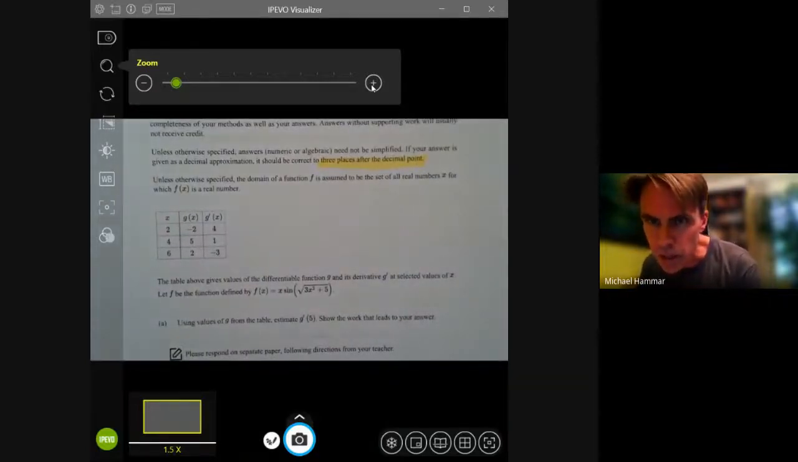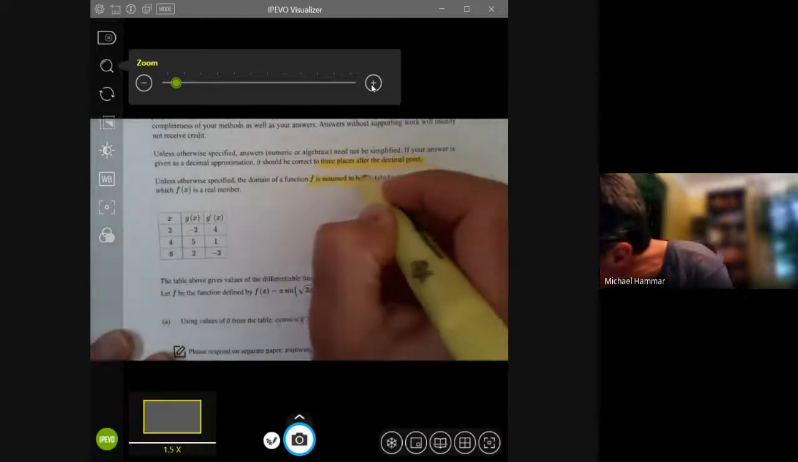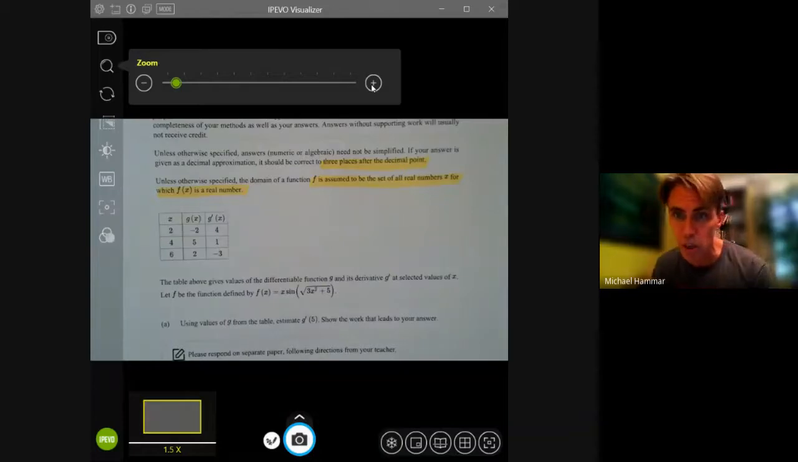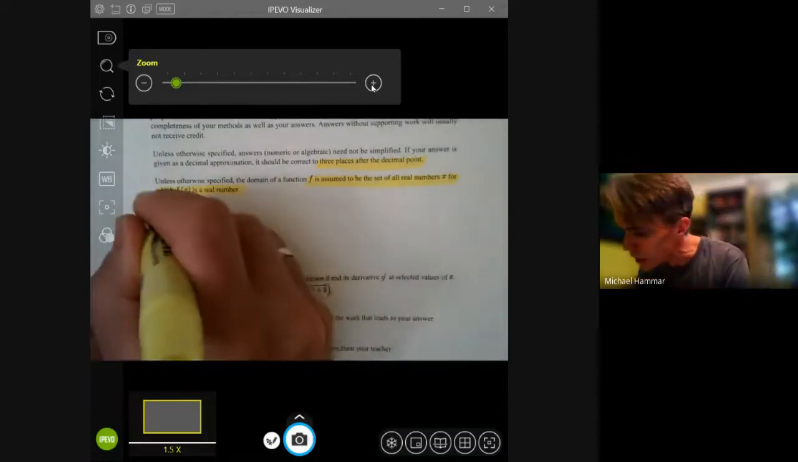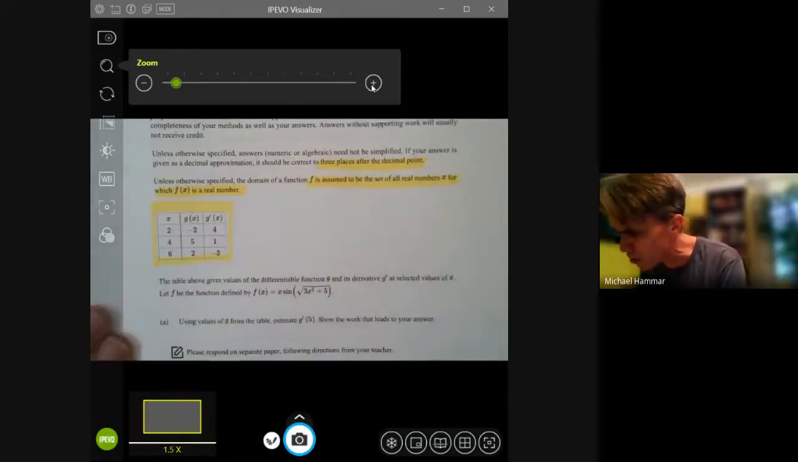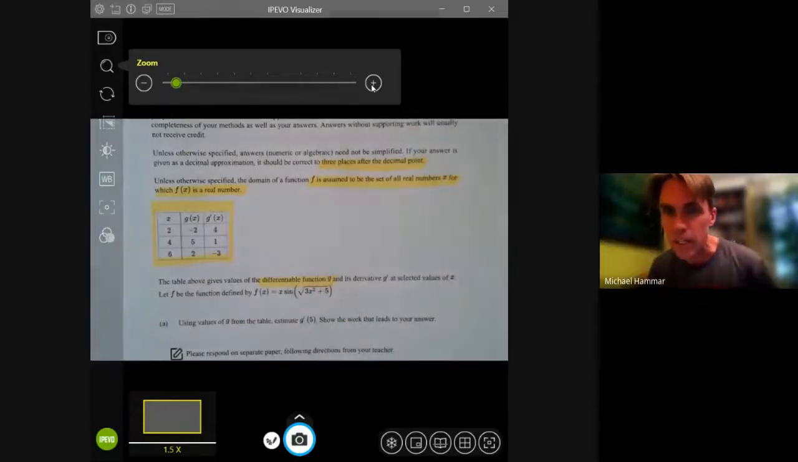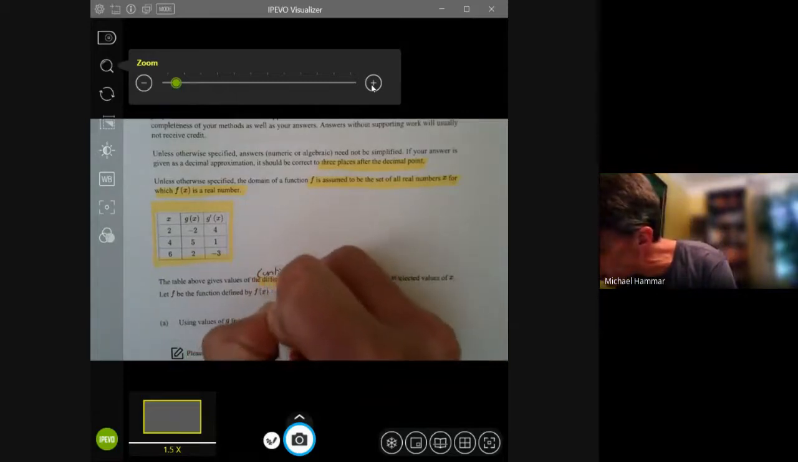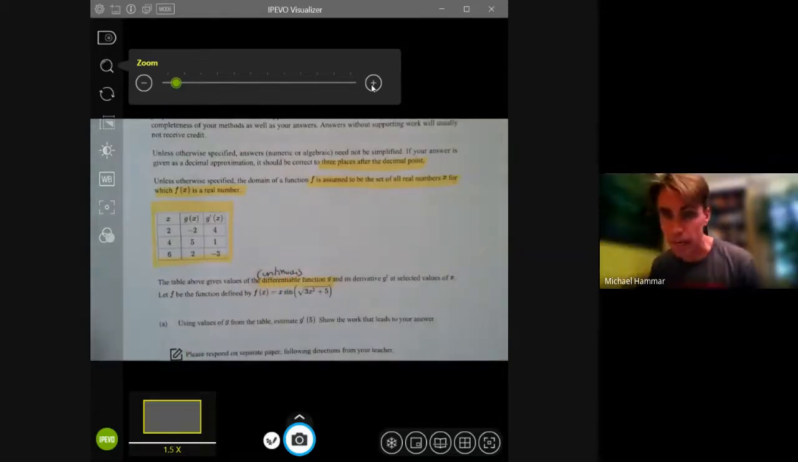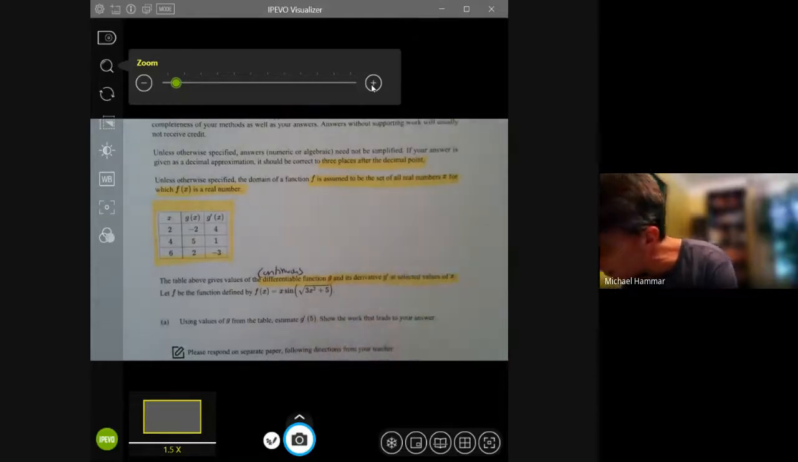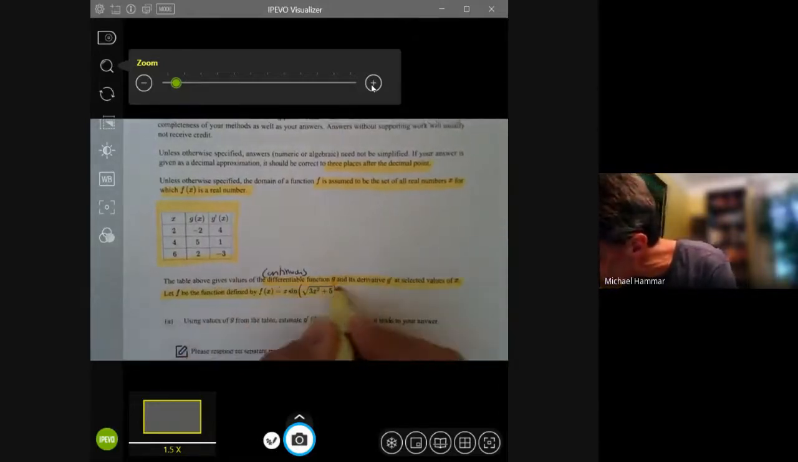So it says, unless otherwise specified, the domain of the function is assumed to be the set of all real numbers. So we assume that the domain is all real numbers. Now, notice they gave you a table. Of course, that's going to be important. And the table above gives values of a differentiable function g. That's very, very important. Remember, if it's differentiable, it also means that it is continuous on its domain. So you need to remember that. And its derivative, at selected values of x. Also, f of x is defined by this function.